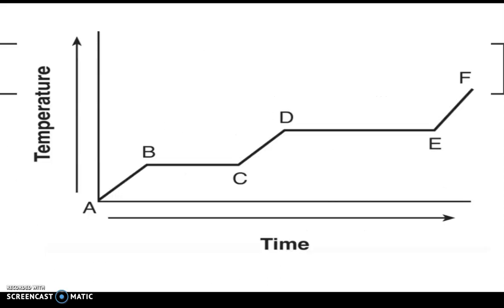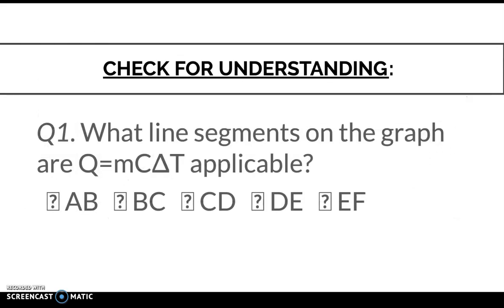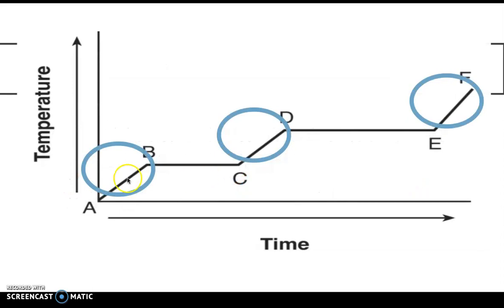formula. So going back to the heating curve, what line segments on the graph is Q equals MC delta T applicable for? So where will we be using this on our heating curve? And the answer is between segments A and B, C and D, and E and F. So I'm going to explain that again.